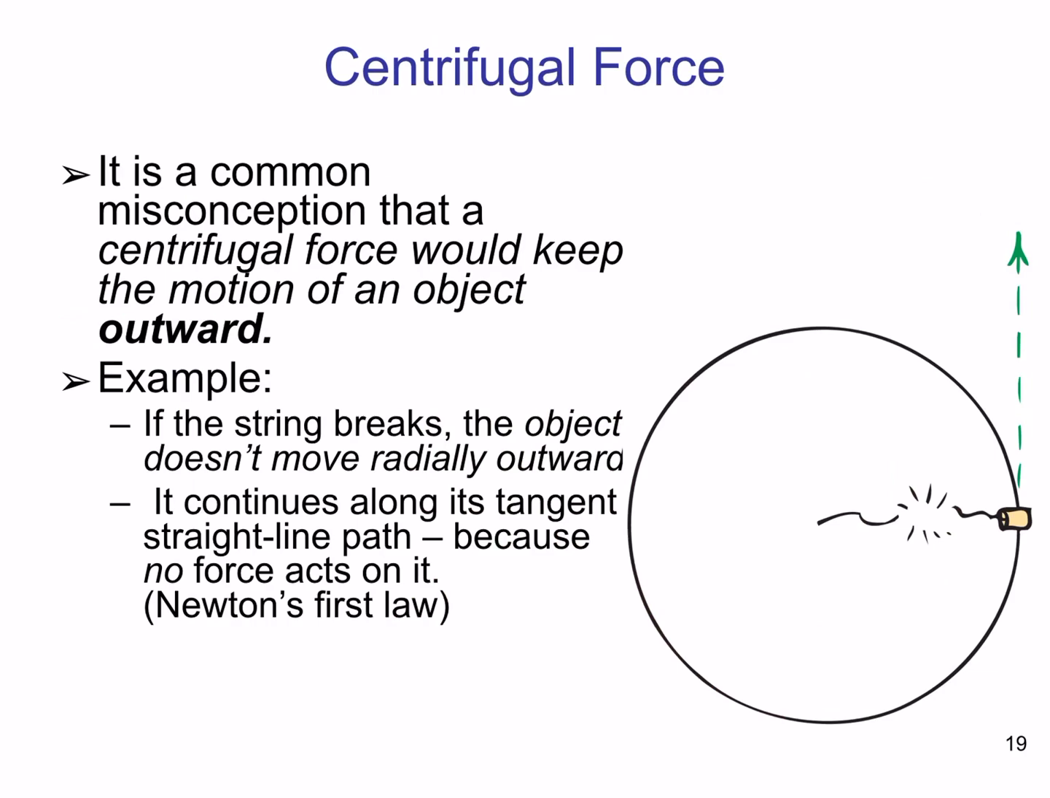And if, for example, the string would break on the can that you're whirling overhead, you would just continue tangentially on a path there, like is indicated here. So if there really is centrifugal force, that would imply that you would be heading outward rather than tangential.